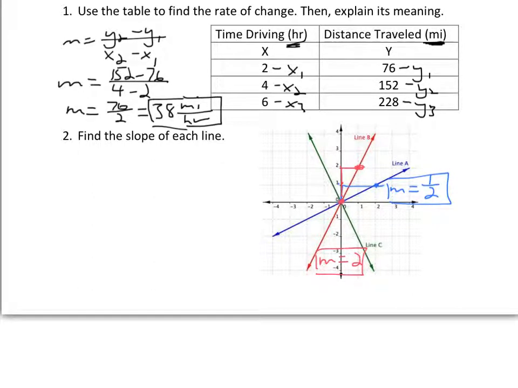And lastly, this last one, the green one, this one's falling to the right. It's going down as it goes to the right. So it's going to be a negative slope. Once again, we pick 2 points. This one, this one. You're going to go down 2 and to the right 1. Remember, down 2 is negative. So this is going to be a negative 2 over 1, which is just negative 2.